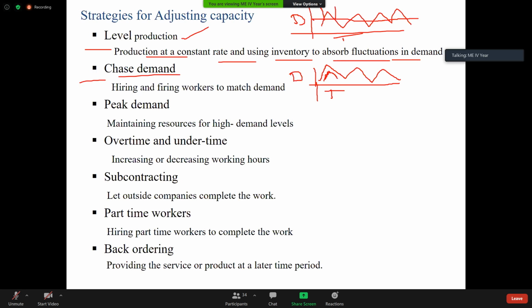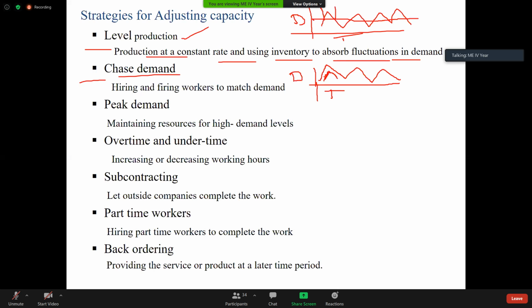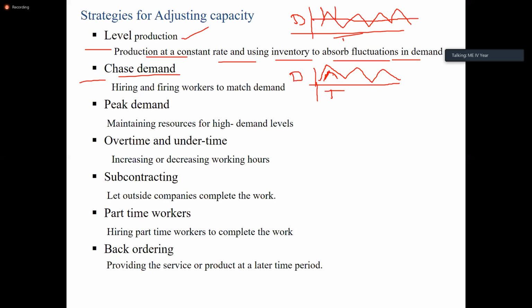Sometimes, if I want to hire 5 members this week, you have to hire immediately, within 1 day. Or if you are chasing your demand and the demand is reducing, you need to fire immediately, 5 to 6 members. So all these things you have to chase based upon the demand. Next thing is peak demand.